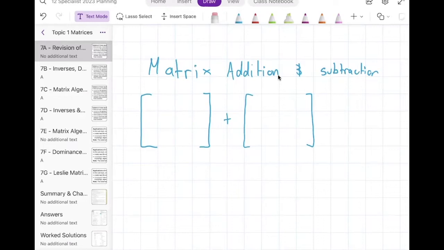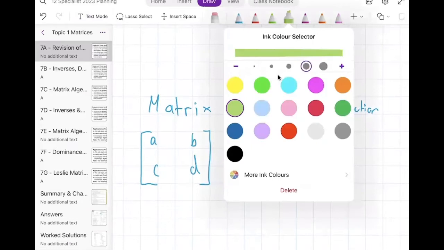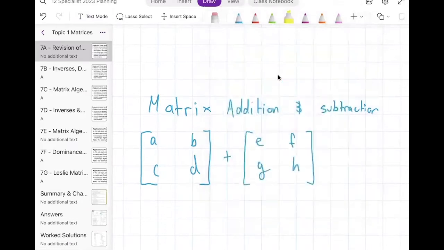For matrix addition, there's two ways to think of it. One of the ways is I can put letters in here, and I think when we first looked at this, we used letters. Let's just call this A, B, C, and D, and we'll call this E, F, G, and H. So if I'm adding two matrices and these are my individual elements, and just to recap on some terminology, I call my entries into a matrix, or my little parts, elements.